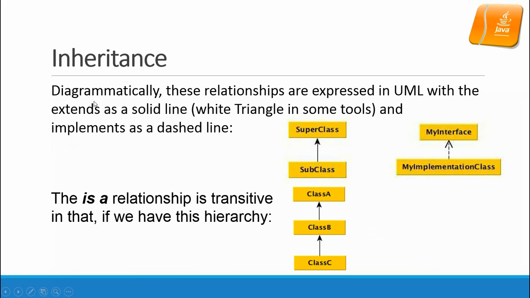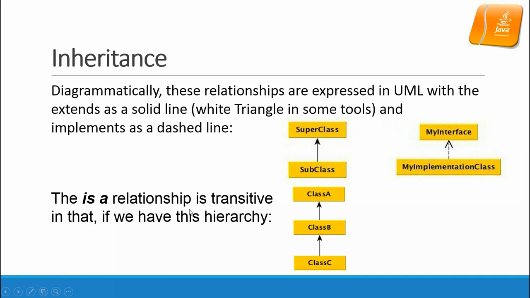Diagrammatically, these relationships are expressed in UML with extends as a solid line. In this diagram, a dark arrow is used, but in other tools like BlueJ, or the tool we recommend for UML, Violet, they use a white triangle. And implements uses a dashed line and an arrow.